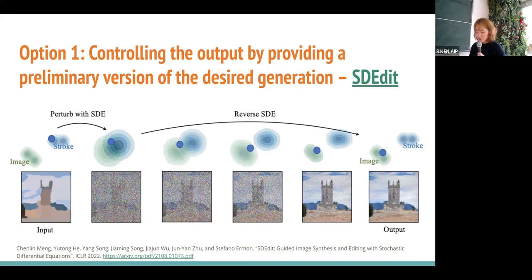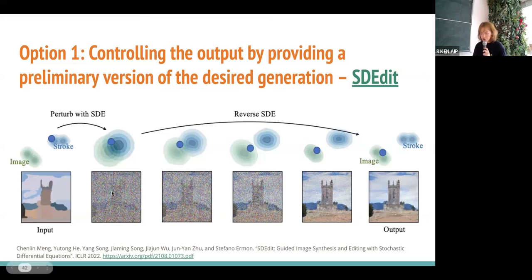So basically, with a preliminary version of the desired generation, this is some user-provided guide in the image domain if we're generating an image. For example, in this case, it's a stroke painting. It's just a very preliminary painting that shows what the structure of the image looks like.